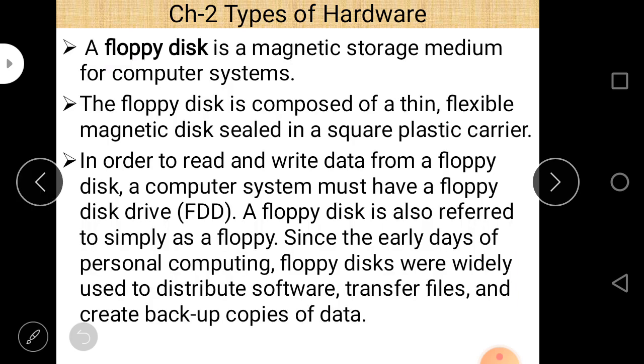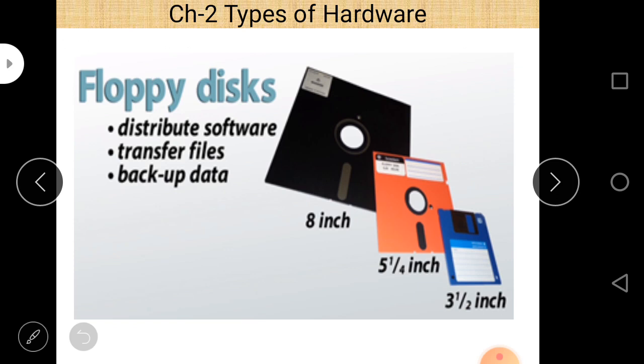There are three important things regarding the floppy disk which you have to remember. First of all, a floppy disk is a type of magnetic storage medium. Second, they were used to back up data in the 1980s and 1990s. This is basically the time when floppy disks were mostly used. And there are three different sizes of floppy disk, according to diameter: 8 inch, 5.25 inch, and 3.5 inch, and they are used to distribute software, transfer files, and back up data.